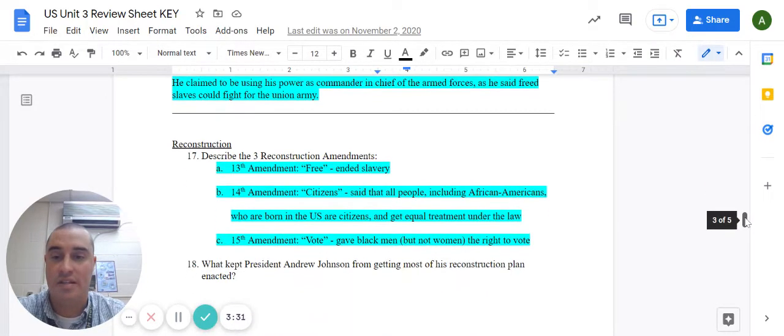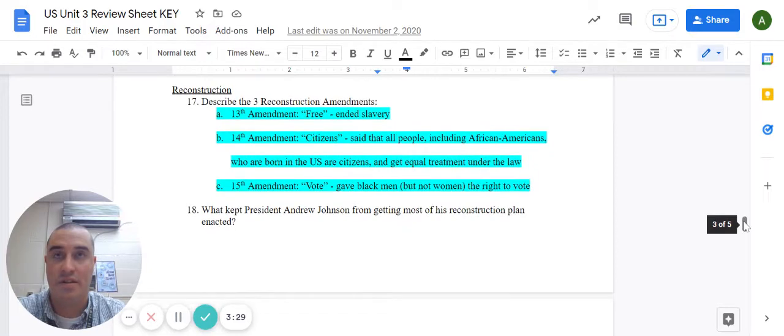Question 17 asks about the three Reconstruction amendments. So the 13th Amendment, the key word is free because that ended slavery. The 14th Amendment, the key word is citizens. This amendment said that all people, including African Americans who are born in the U.S., are citizens and get equal protection or equal treatment under the law. Finally, the 15th Amendment, the key word is vote. This amendment gave black men, but not women, the right to vote.